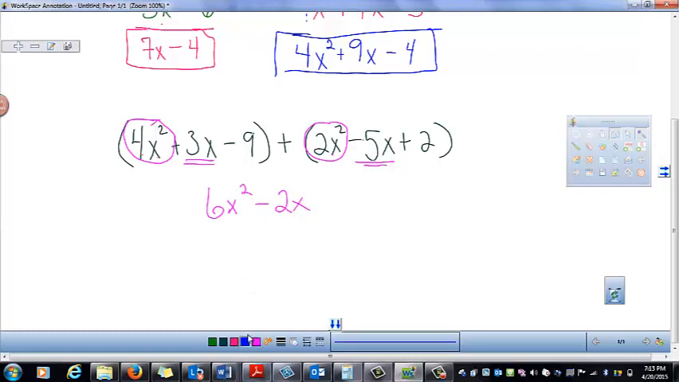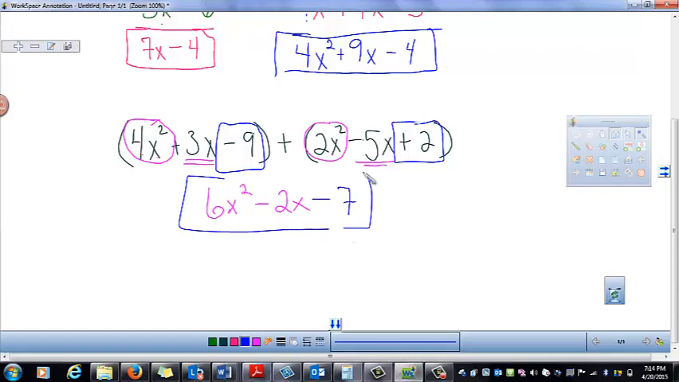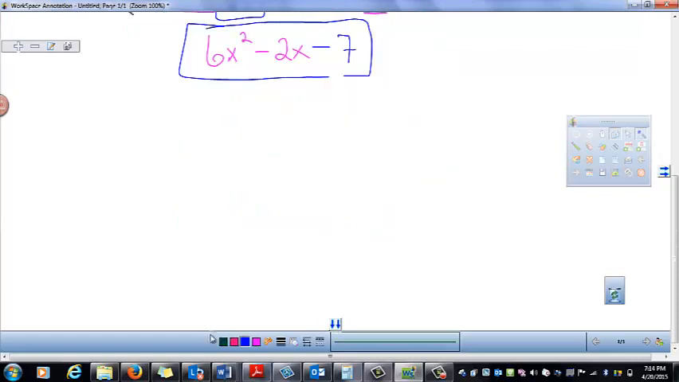And then what I have left is a minus 9 and a plus 2. So minus 9 and plus 2 gives me minus 7. And that's my answer because this one has a squared, this one has just an x, and this one is a constant all by itself. So that is my answer. Let's look at another one.